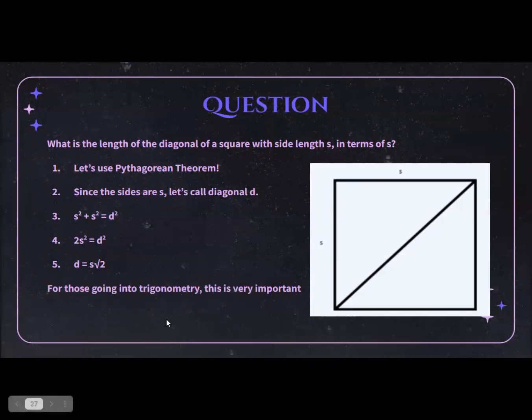So for those going through trig, this is one of the most important relations for 45-45-90 triangles. Memorize this. For pi over 4, 3 pi over 4, 5 pi over 4, 7 pi over 4, those angles, S is square root 2 over 2. That's important.